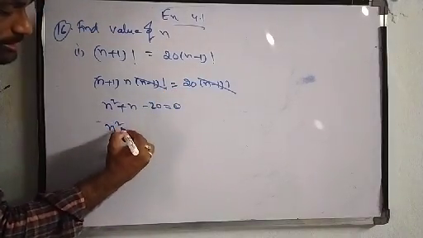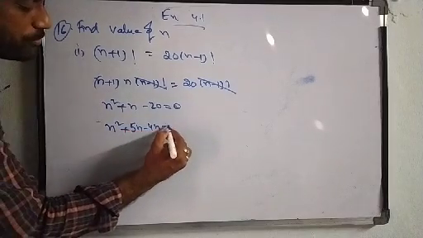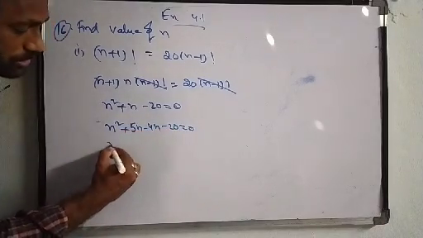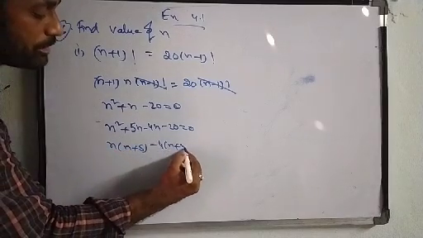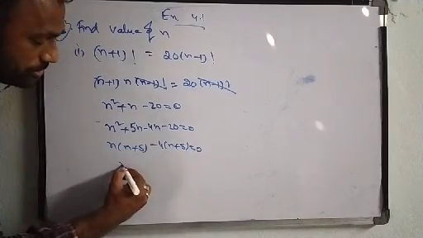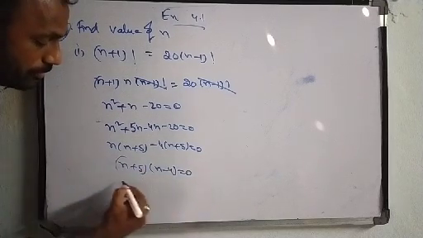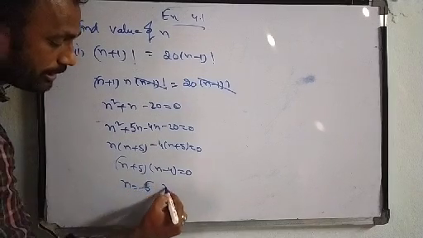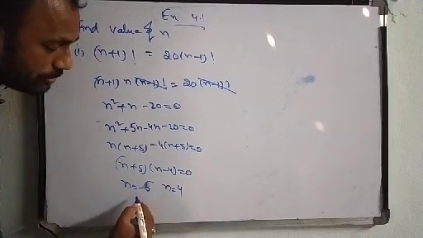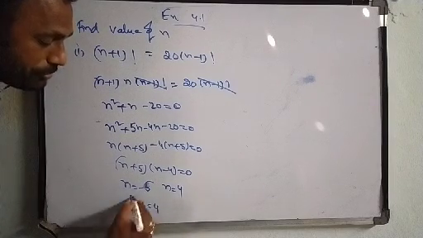So if I split the middle term, it will be 5n minus 4n minus 20 is equal to 0. So n into n plus 5 minus 4 into n plus 5 is equal to 0. So we will take n is equal to minus 5 and n is equal to 4. So negative values we are not at all taking into consideration. So n value is 4.